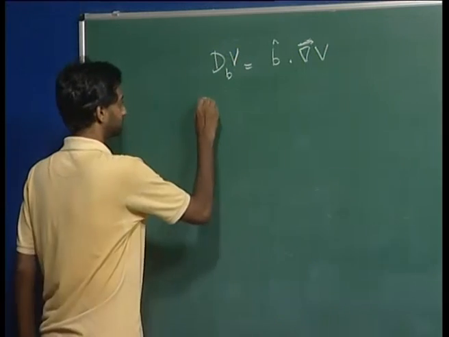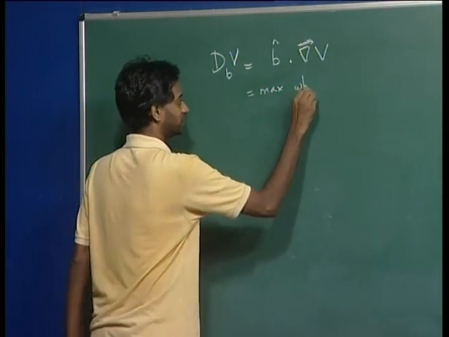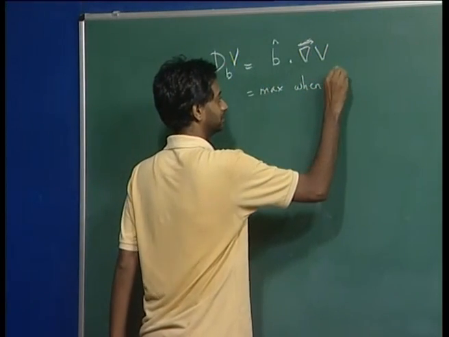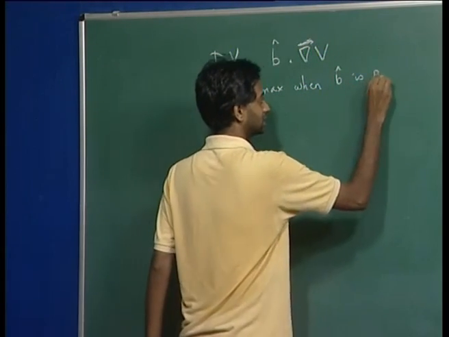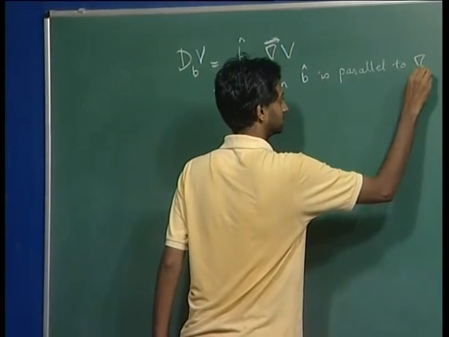So, therefore, this is maximum when b is parallel to grad V.